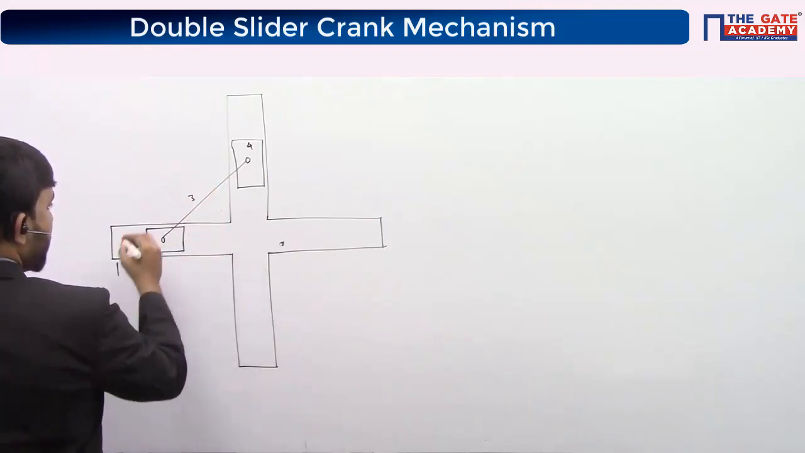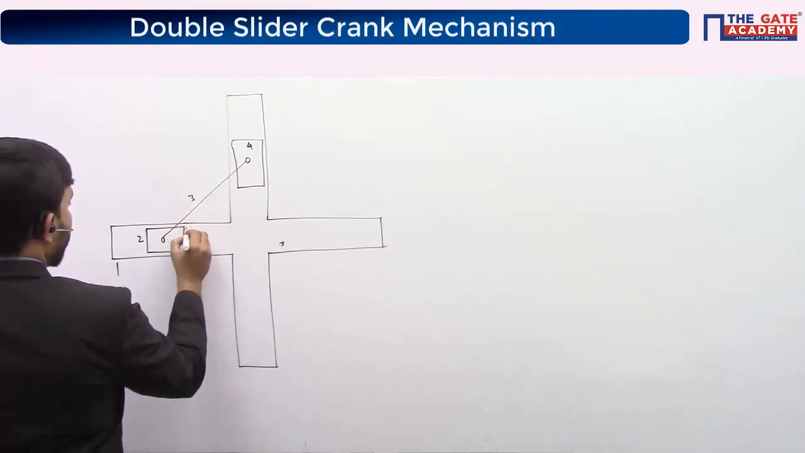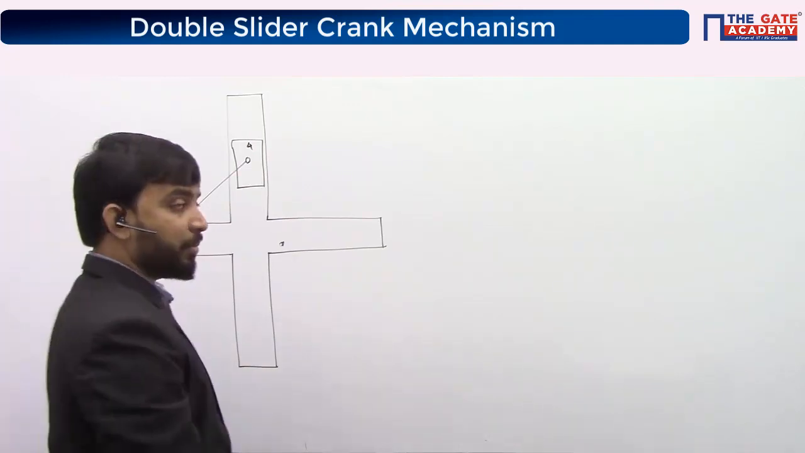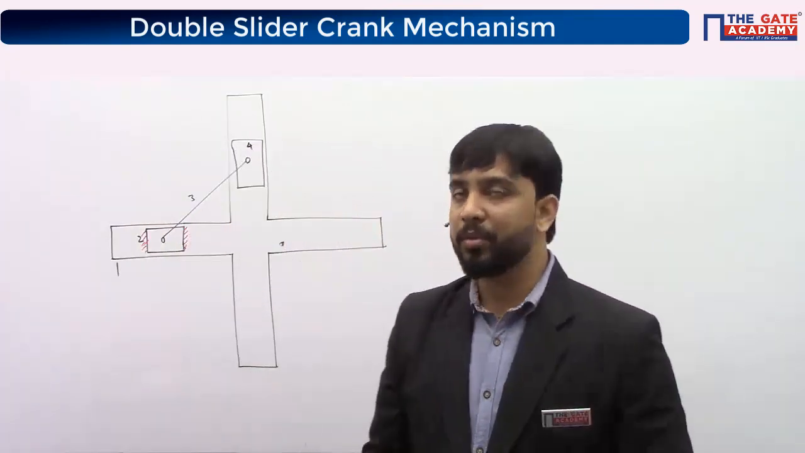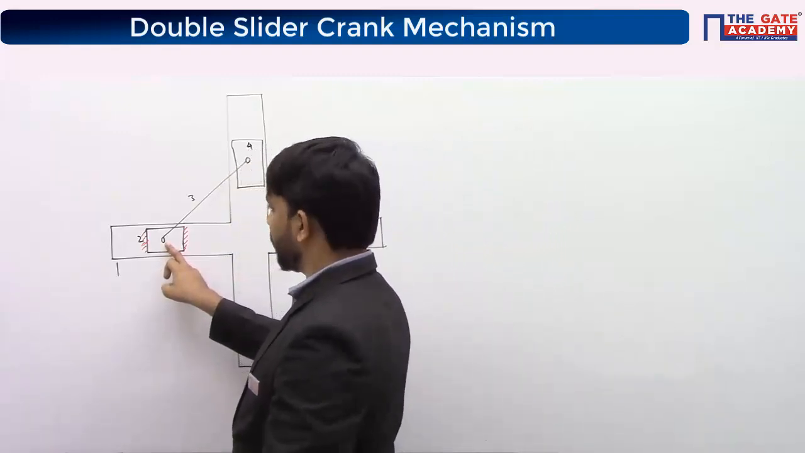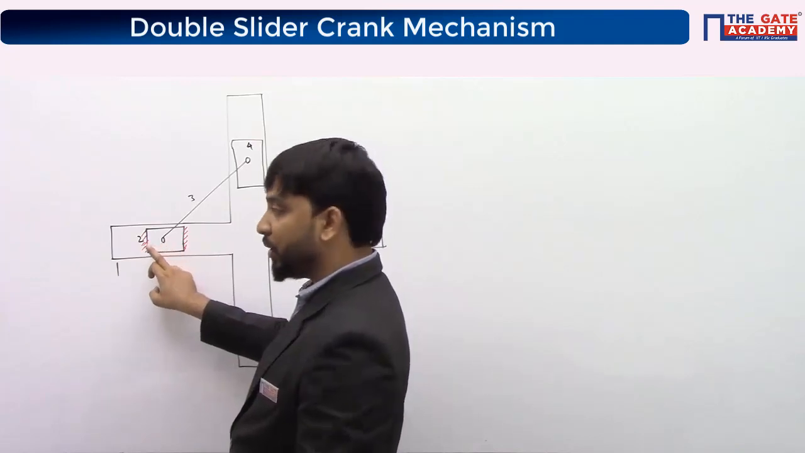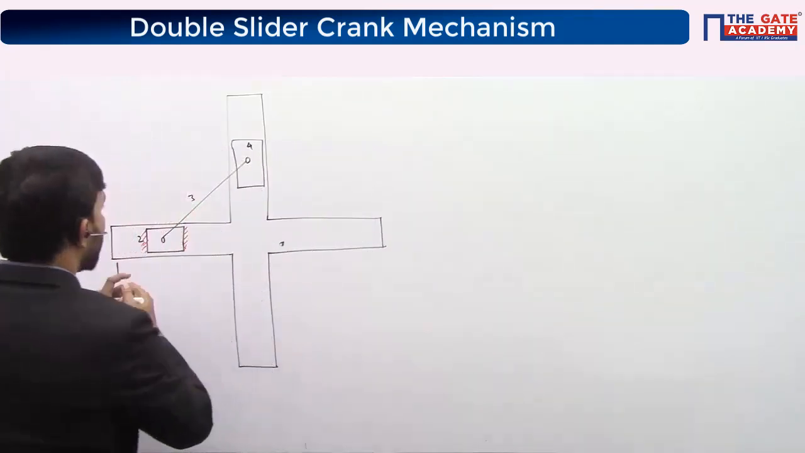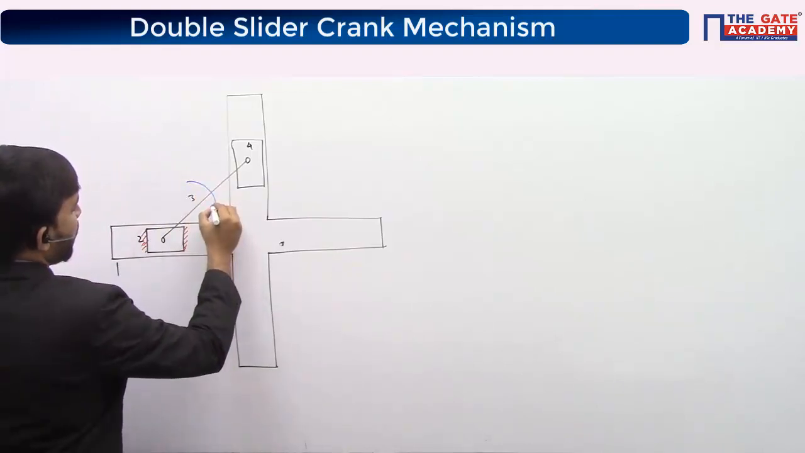So this is a double slider crank chain. I want to get the second inversion. For the second inversion, we need to fix link number 2. Now see here, when you fix link number 2, this hinge is fixed, okay? So since this hinge is fixed, you can rotate link number 3 about this hinge.